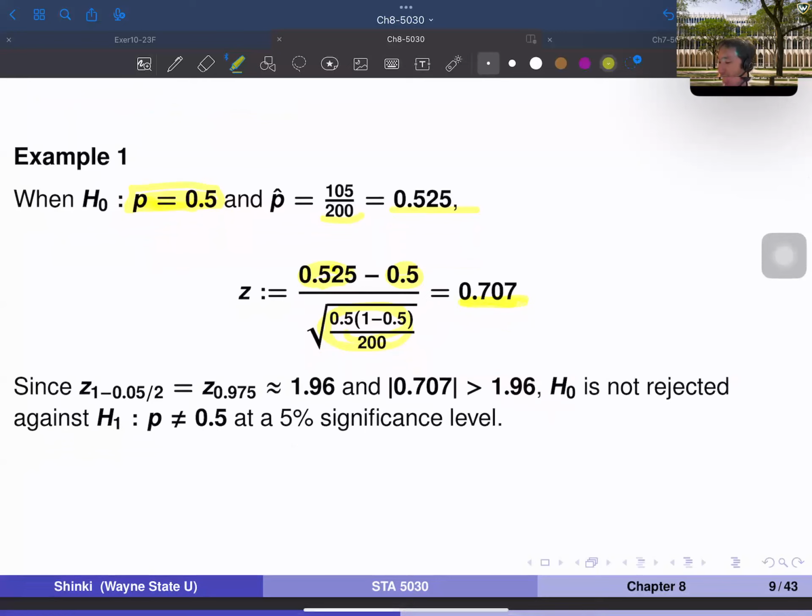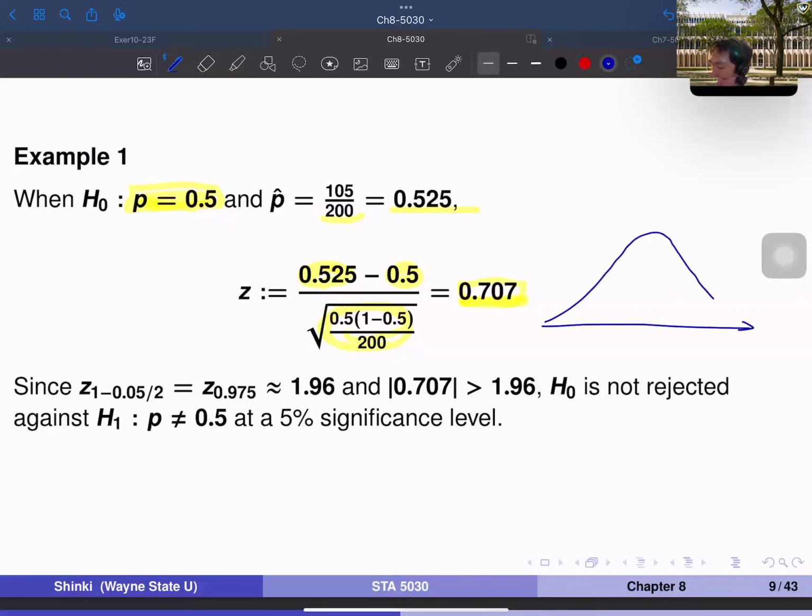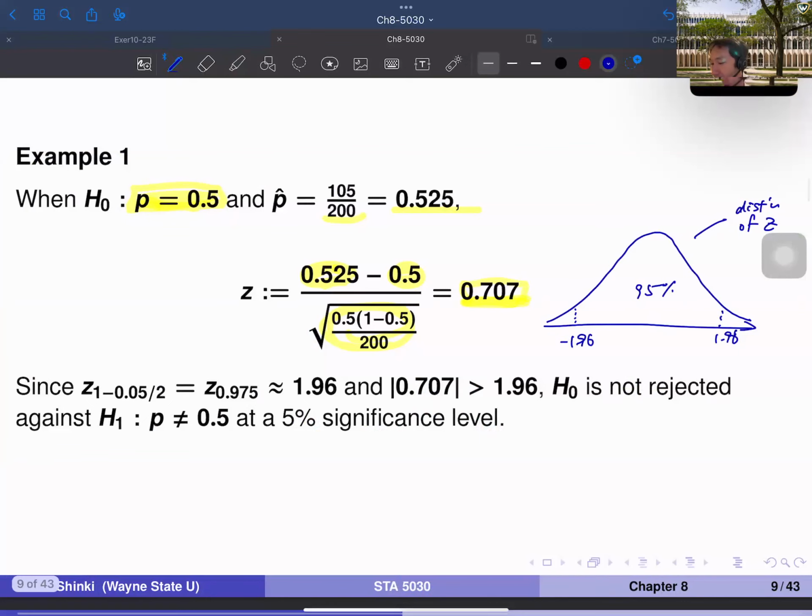0.707 is just a typical realization of a normal random variable. You can see that the normal random variable is within negative 1.96 and positive 1.96 with 95% probability. So with a 5% significance level, any number between these two values is typical, so we cannot reject the null hypothesis. Maybe the true proportion is 50%, maybe slightly less or more, but we cannot reject the null hypothesis that p is 50%.